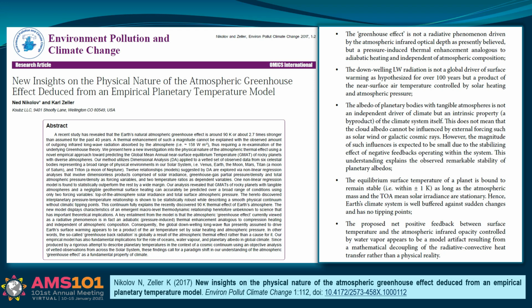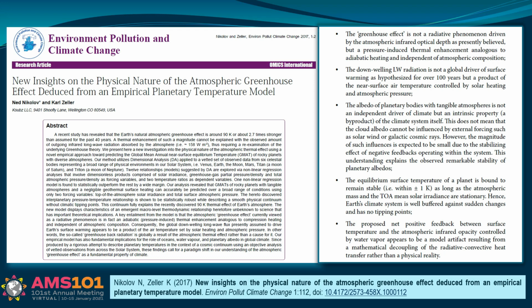The long-term baseline temperatures of rocky planets and moons turn out to be a smooth and continuous function of only 2 factors: top of the atmosphere solar irradiance and mean surface atmospheric pressure, despite a broad range of observed albedos. The Nikolov-Zeller model requires no knowledge of the infrared radiative transfer in the atmosphere to accurately predict global planetary surface temperatures, which implies that atmospheric infrared radiation is a consequence of the atmospheric thermal effect rather than a driver of climate, as currently believed.